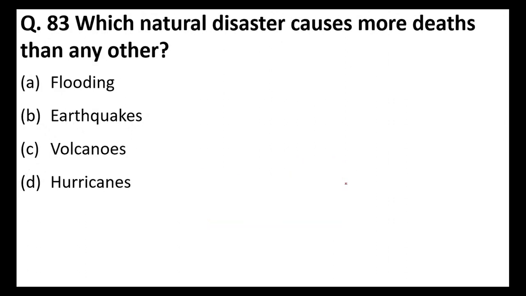That is sea surge. Which natural disaster causes more deaths than any other? So options are floods, earthquake, volcanoes, or hurricanes. The right answer here is option A, flood.